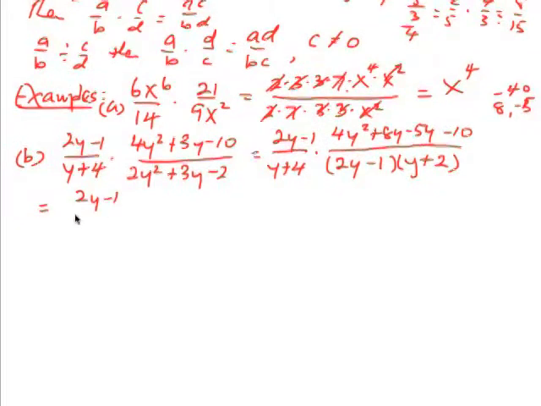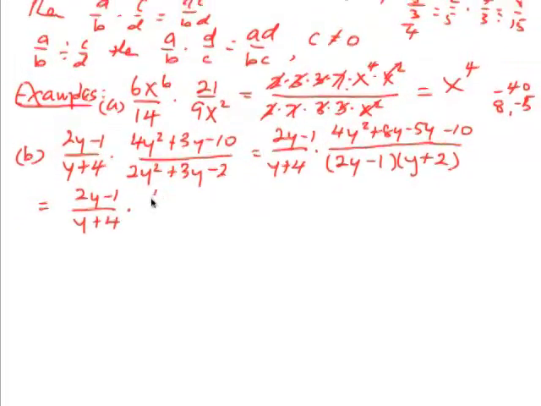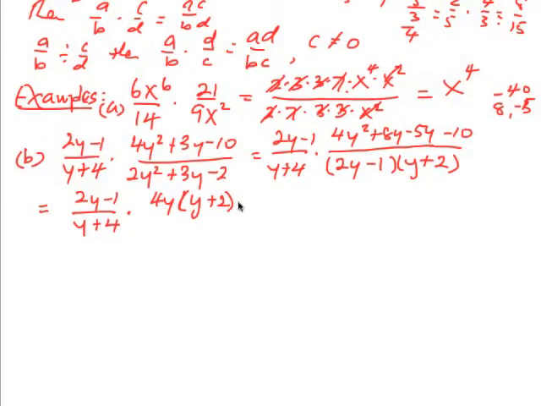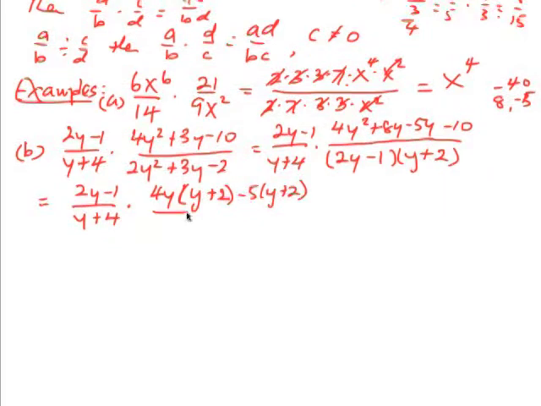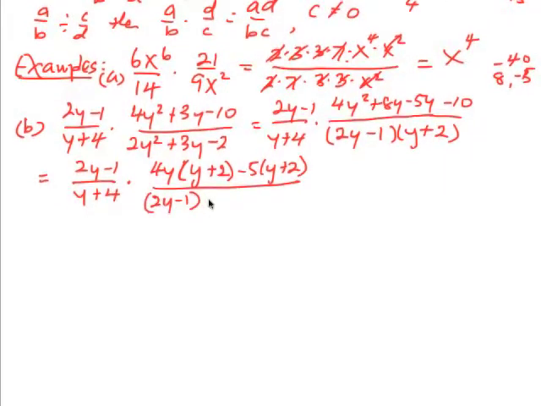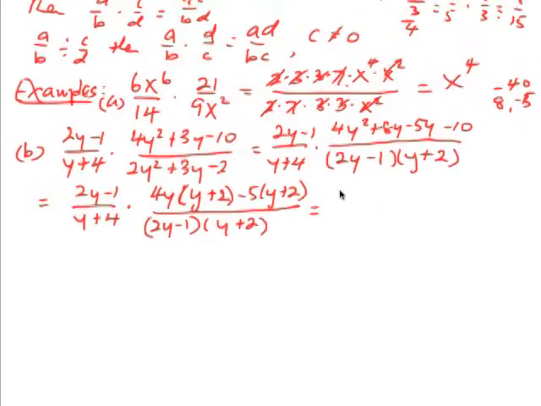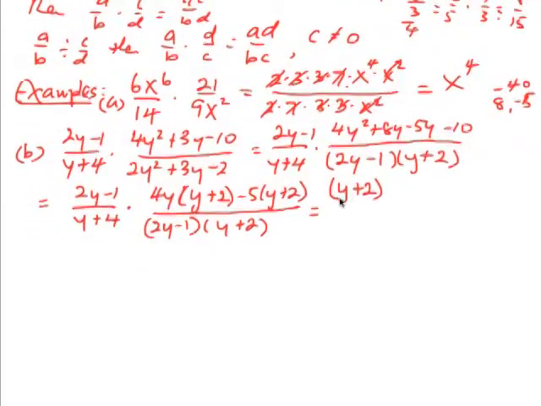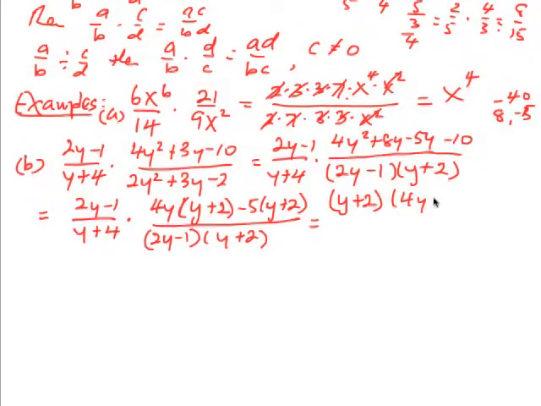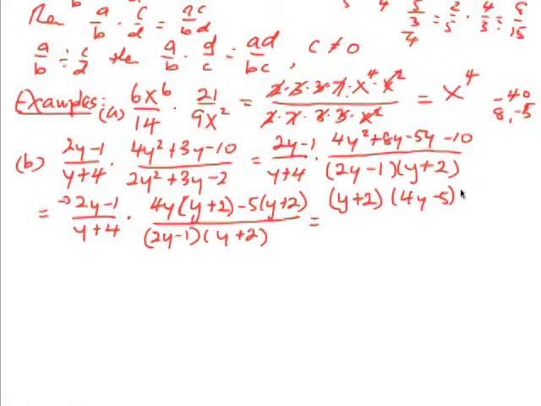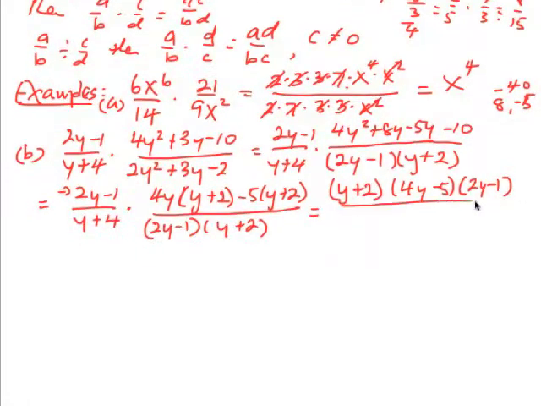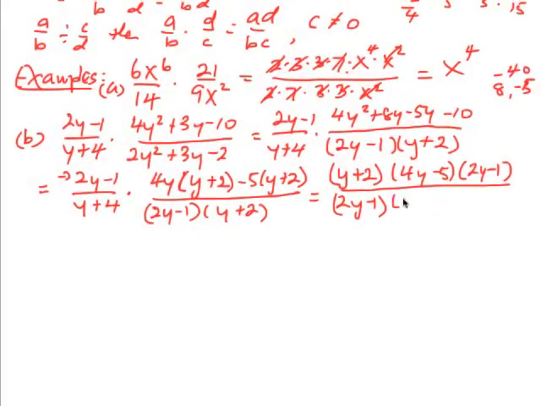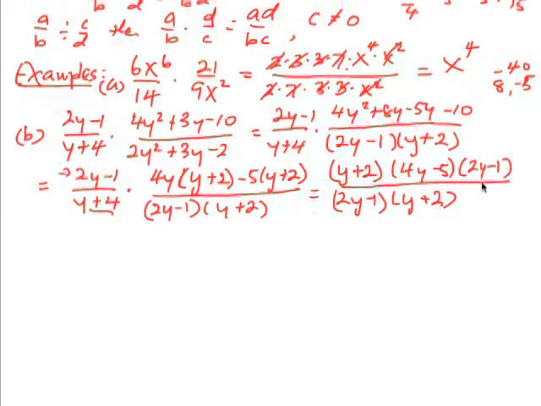Alright, so this now becomes (2y subtract 1) over (y plus 4) times by 4y, take out a factor of, so we're going to have a (y plus 2), take out a negative 5, over (y plus 2), and this is all over (2y take 1) by (y plus 2). So this now becomes (y plus 2) in the top part here, and we have a (4y take 5). And of course we have this guy here, now we can put that at the end. It's okay. Like so. And over here we're going to have a (2y take 1) by a (y plus 2). And let's not forget this guy here, which is (y plus 4).